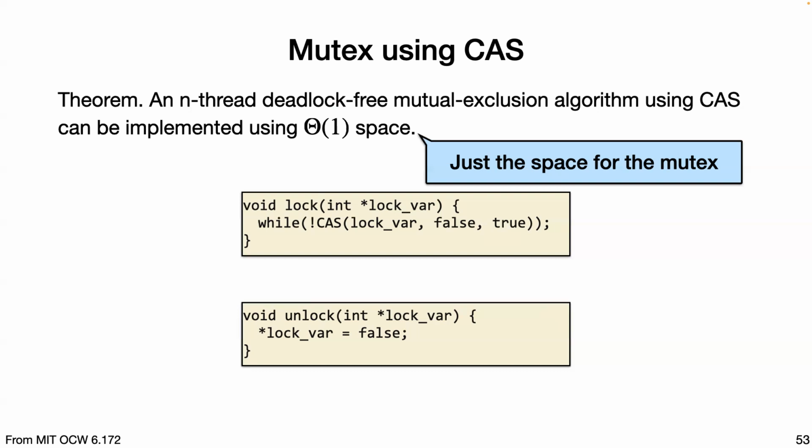And on the other side, unlock is much easier. We can just directly set it to false. You don't have to do any CAS or anything, because if you have grabbed it, then you have exclusive access on it. Does this make sense?